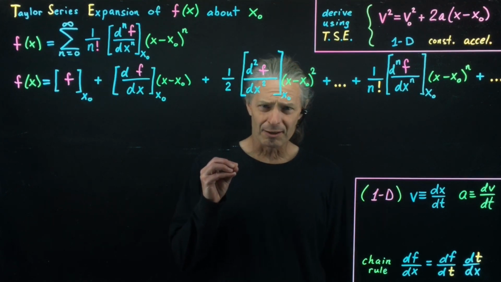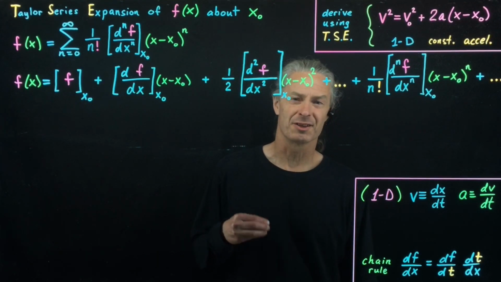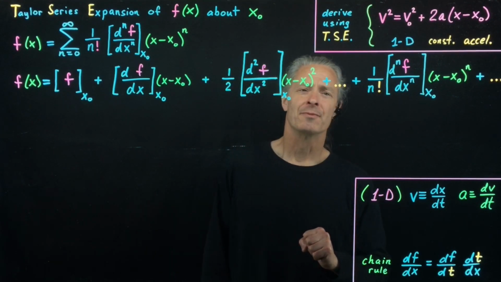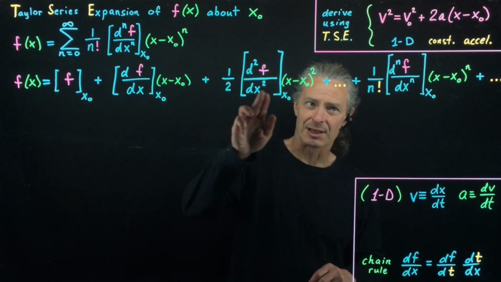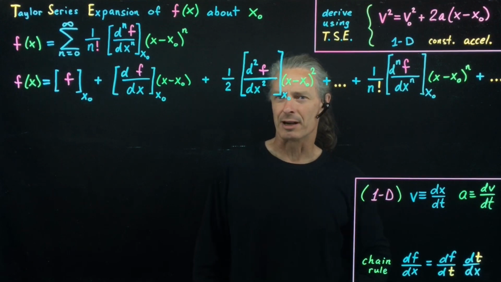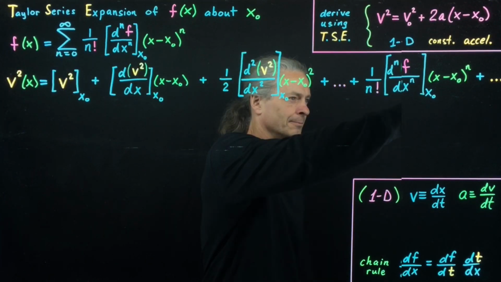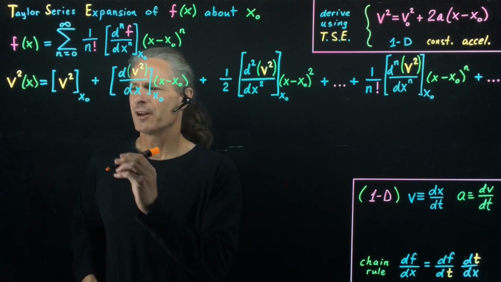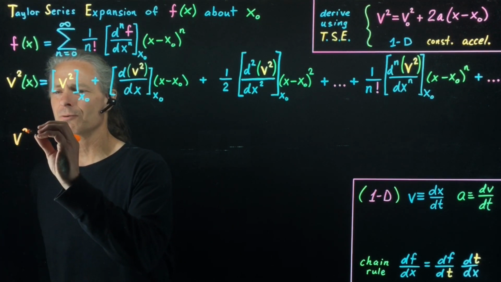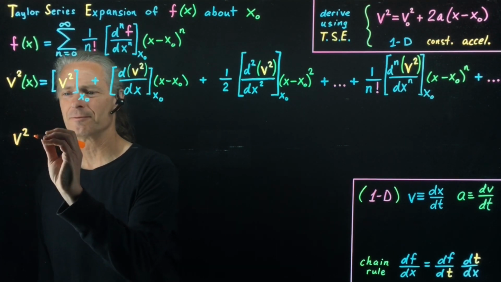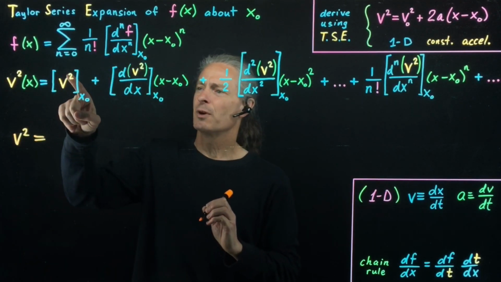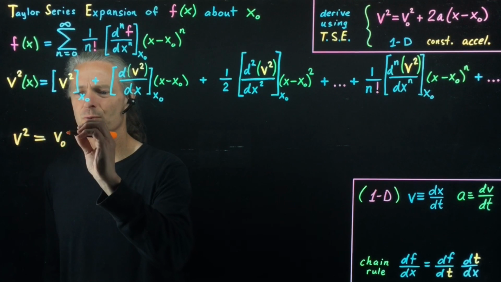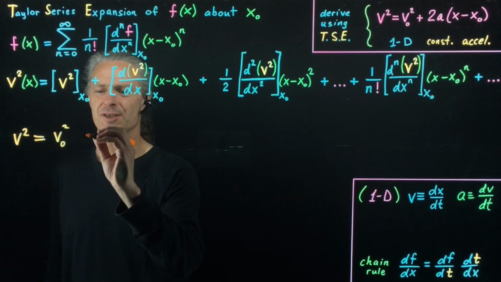Now, the particular function of x that we want to expand in a Taylor series expansion about x sub 0 is v squared of x. So everywhere we see an f, we can put in a v squared. So I'll do that right now. Now, let's work through this term by term. V squared of x is just v squared, where now the x dependence is implicit. V squared evaluated at x sub 0 is just v sub 0 squared. I've got my plus sign.